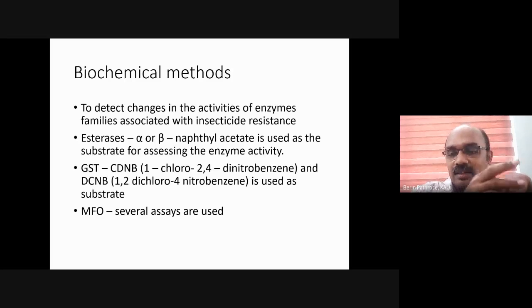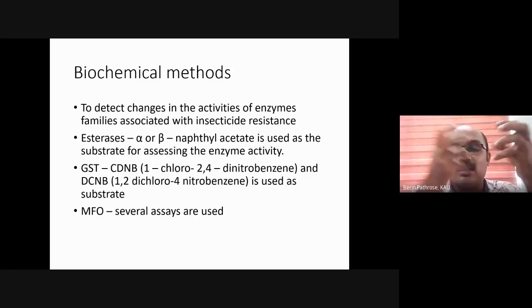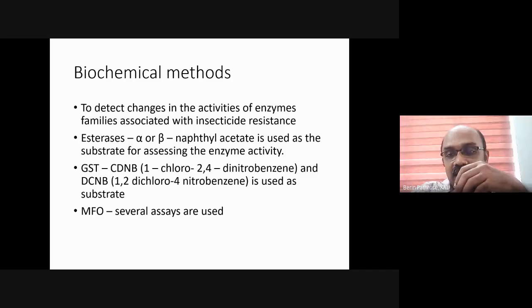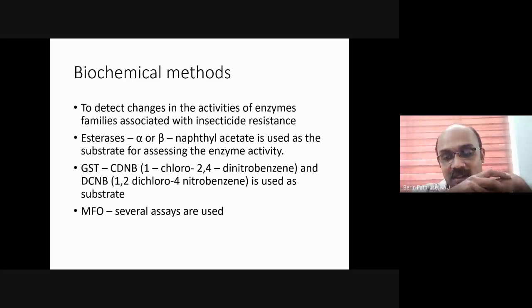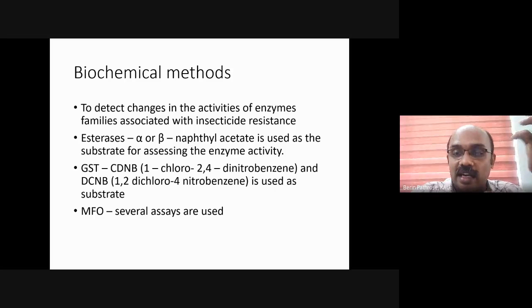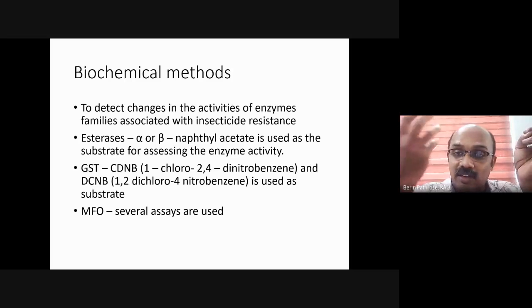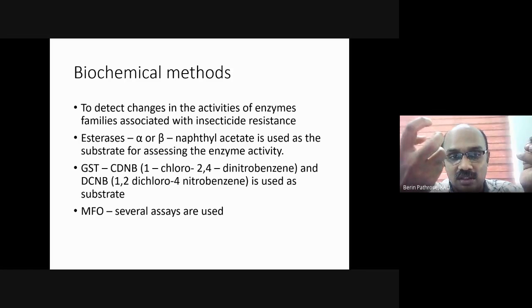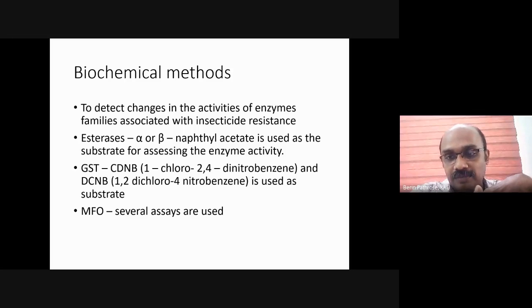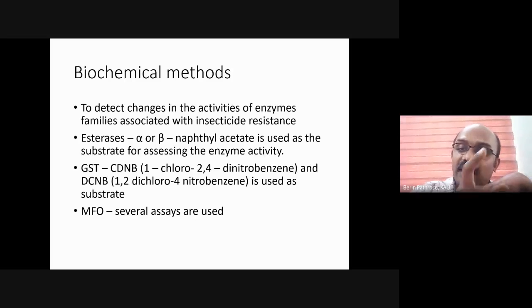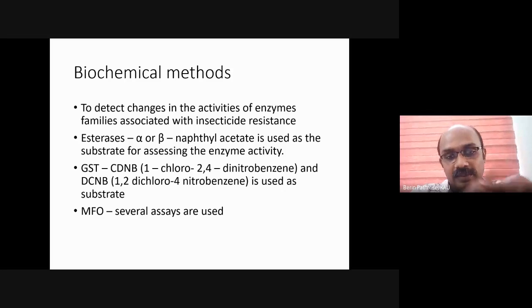So for these three enzymes, what we normally do is, for each enzyme we have a substrate. That means a compound which has affinity towards that particular enzyme. Say esterase. In the case of esterase, we use the substrate either alpha naphthyl acetate or beta naphthyl acetate. Esterase will bind to alpha naphthyl acetate or beta naphthyl acetate, and it will develop a color. Once color is developed, we can read it in a spectrophotometer. That's what we normally do.